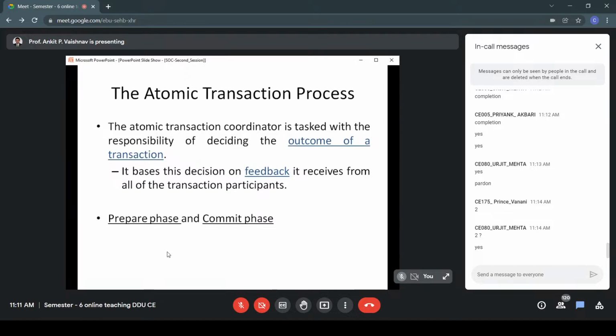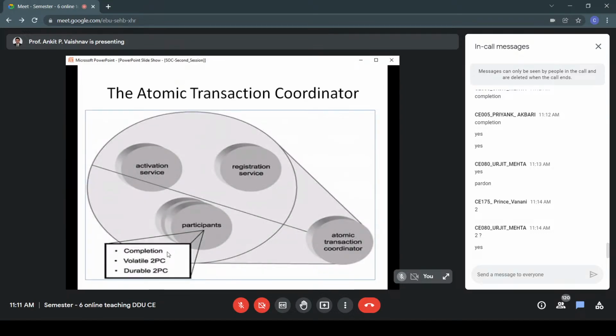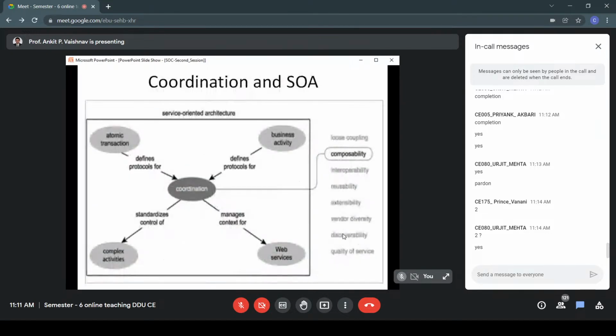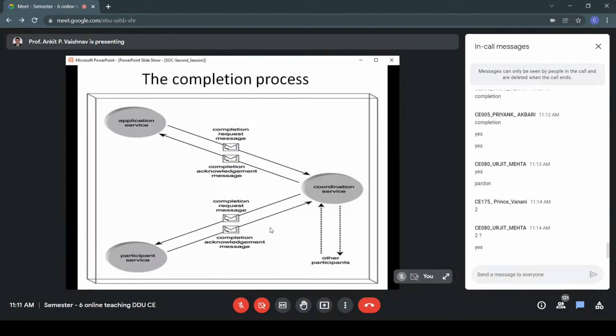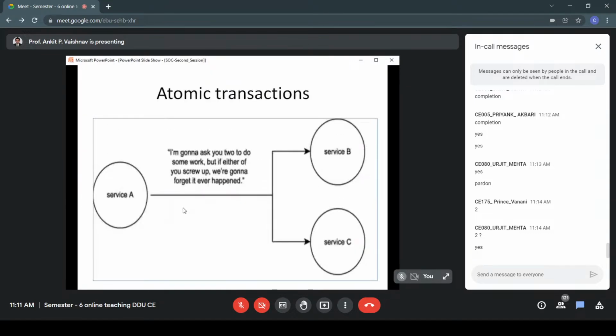Now, what is the task done by the coordinator that we have not yet seen? So let us go into detail on what the AT coordinator does in the end, finally. See, this process will remain the same. What we saw over here, there will be an application service that will request the context creation. Then the context will be shared, and then participants will be registering for that. That will remain the same. But in the end, whenever the application service asks for that completion acknowledgement, then what we have to do, that is what we will see now.